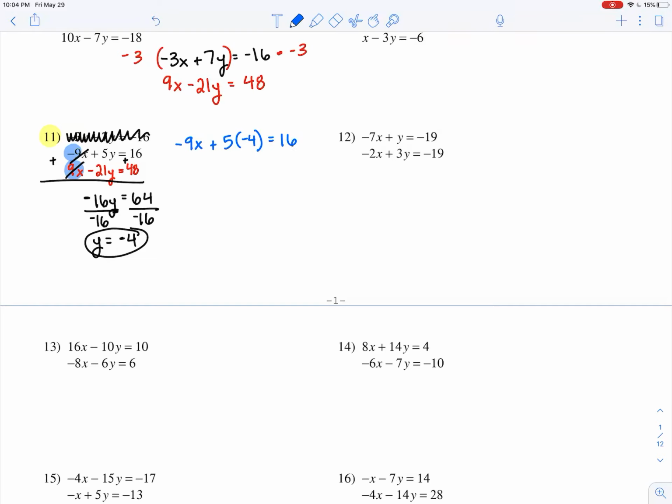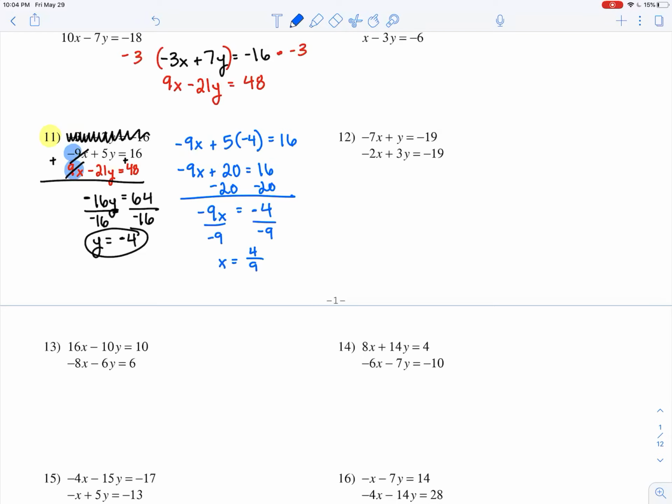And then I solve for x. So now I have negative 9x plus 20 is equal to 16. Subtract 20 from both sides, and I get negative 9x is equal to, I believe, negative 4. I divide both sides by negative 9. x is equal to negative 4 divided by negative 9, which would give me positive 4/9.